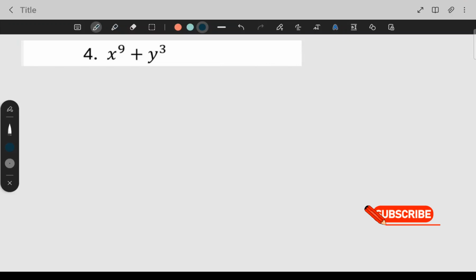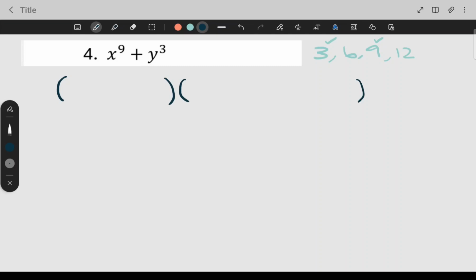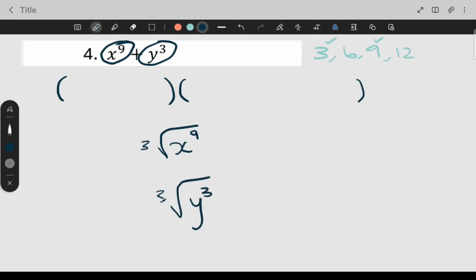Let's look at number 4, grade 10s. Is it the difference of two cubes or sum of two cubes? Let's look at the powers. 9 is a multiple of 3. Do you remember I said 3, 6, 9, 12? So yes, there's 9. And then 3 is a multiple of 3. There's 3. So let's start. Because it's the sum of two cubes, a small bracket, a big bracket like that. Then for the first term, do you remember we take the cube root of this and the cube root of that for our first bracket? So the cube root of this and the cube root of this. Inside over outside. Inside over outside. 9 over 3 is 3.